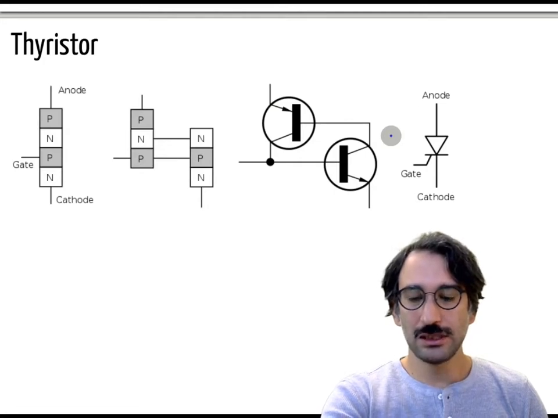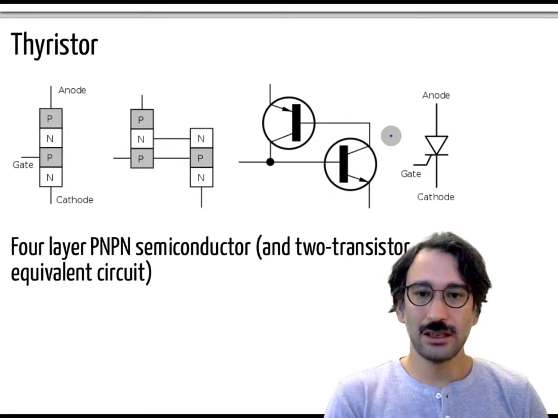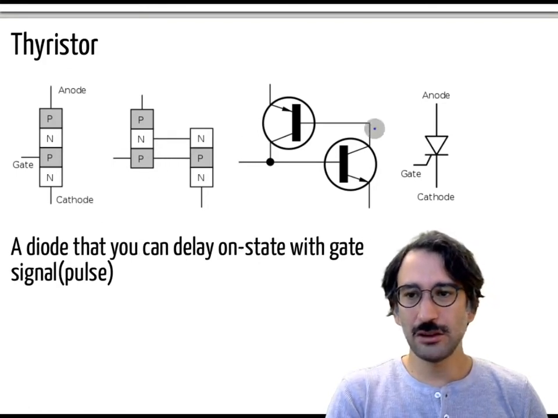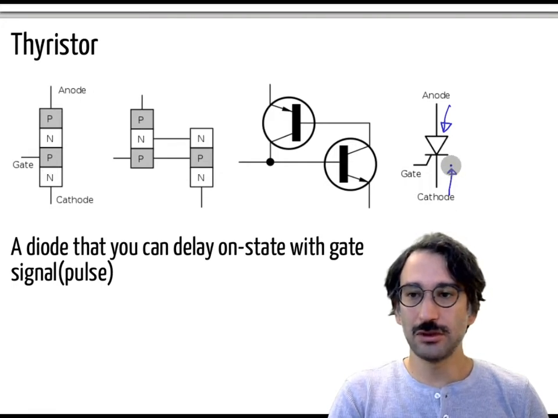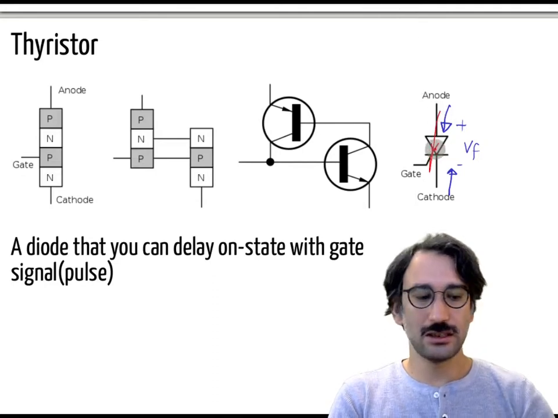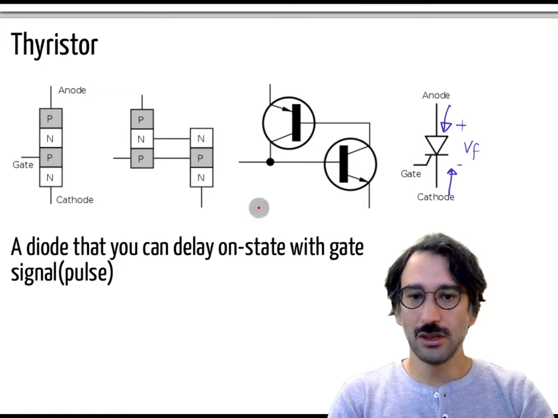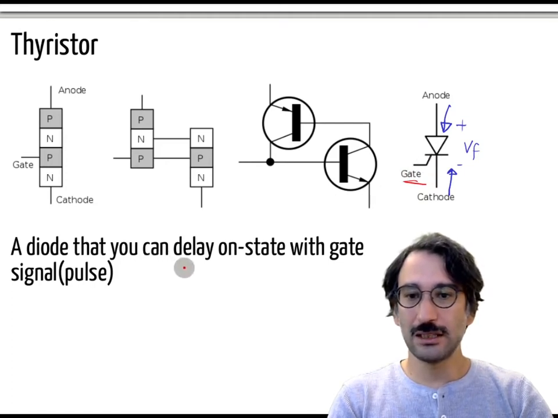So what is the function of a thyristor and how can it be used? Okay, so it is a diode. So you can have some current flowing in that direction, but you will not have any current in the opposite direction. But of course, in a normal diode, whenever it is forward biased, whenever you apply a positive voltage, the diode gets into the conduction mode, and it just carries some current through anode to cathode. But in the thyristor, you need to apply a gate signal like a pulse, so you can turn on the diode. Okay, so it is a diode that you can delay the on state.